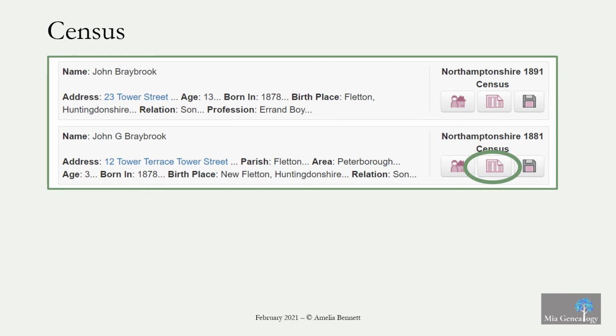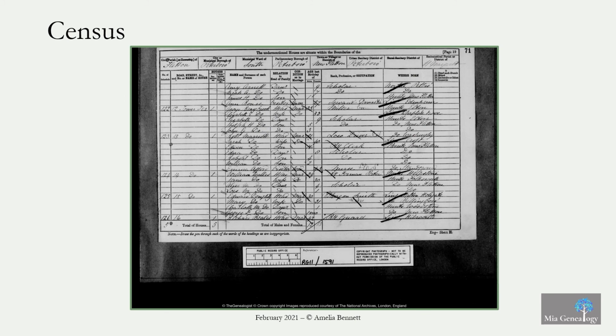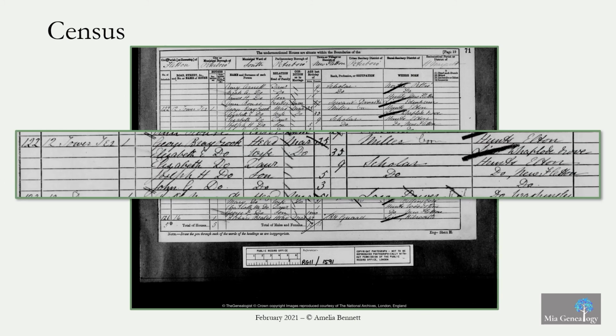So we've now got that marriage. But whenever you're looking at records, if you can, you want to look at the original images. And on the census, we can do that by going in to this symbol. And here is a typical page from a census. And when we zoom in, we can see the same information that was on that transcript. That George Braybrook lived at 12 Tower Terrace, there with his wife and his 3 children. And we can see John George, or John G, as it's given here, down at the bottom.